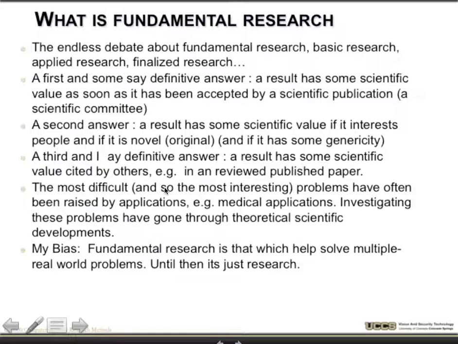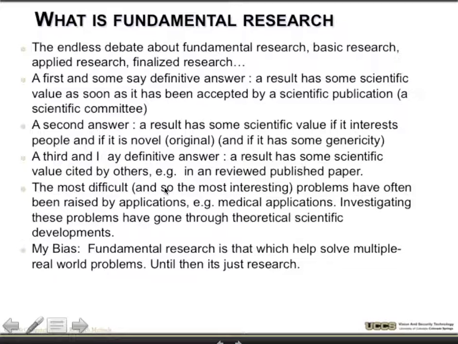In some sense, the most difficult and maybe the most interesting problems have often been raised by applications, medical applications, commercial applications. Investigating those properties, which then go through a theoretical scientific development, can turn into something really powerful. So my bias, and the way I view things, is that research is only fundamental if it helps solve multiple real-world problems. Until then, I just consider it research or basic research.